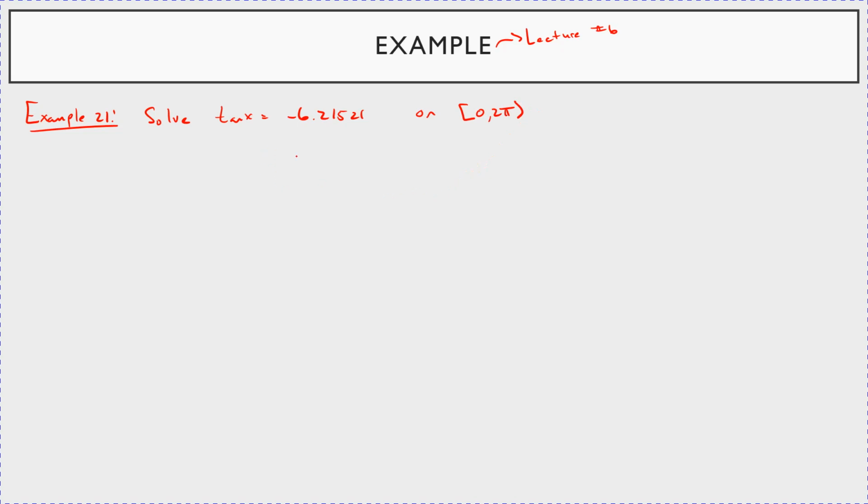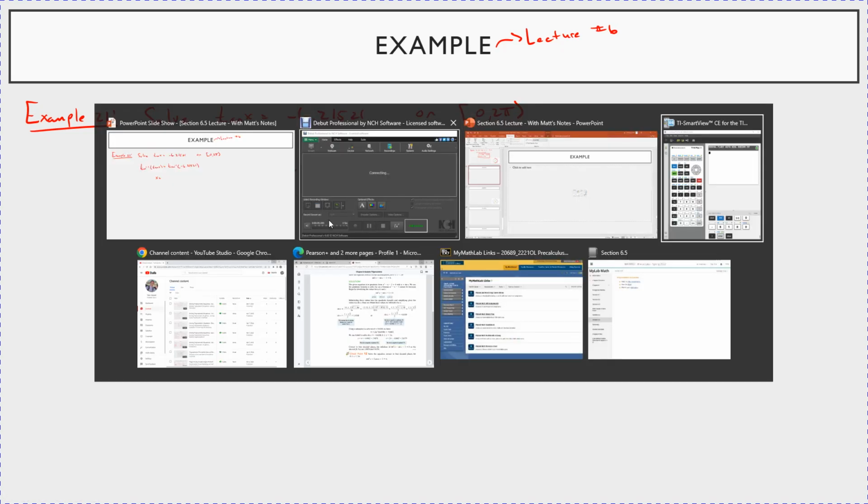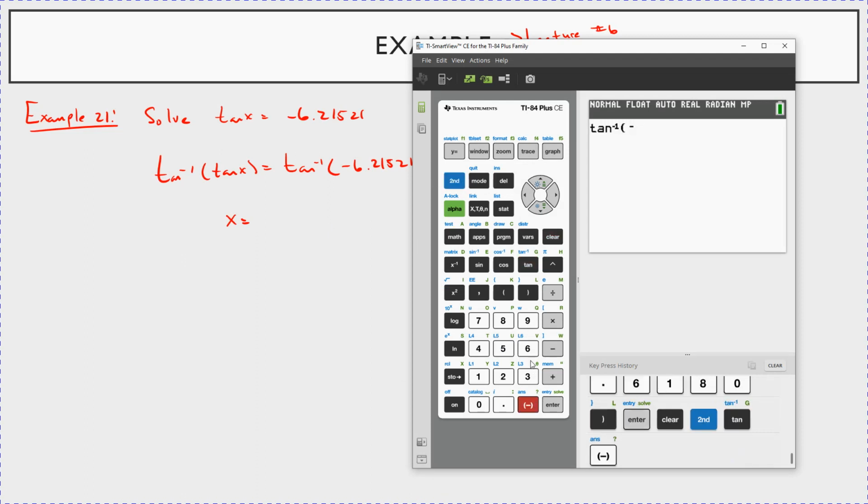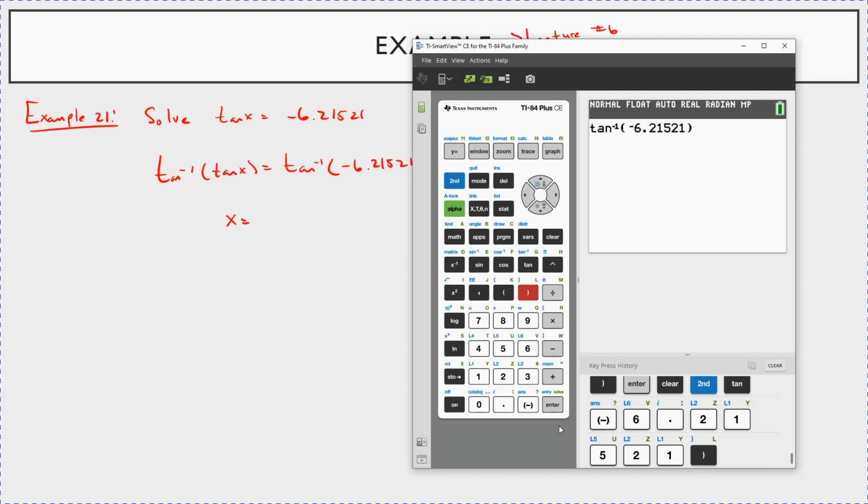So how are you going to do this? Well, you're going to use your inverse function properties. You're going to take tan inverse of tangent of x, because I want to get x by itself, is equal to tan inverse of negative 6.21521. Now here's what's going to happen. You're going to solve this using tan inverse of negative 6.21521.